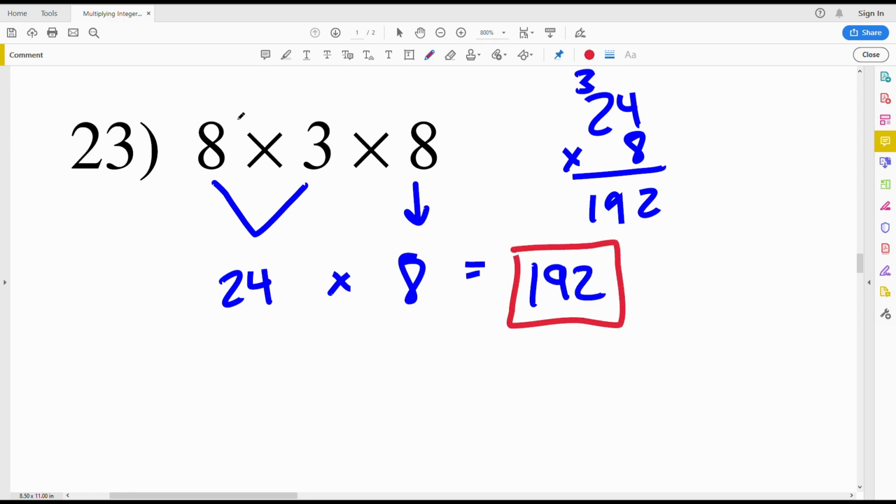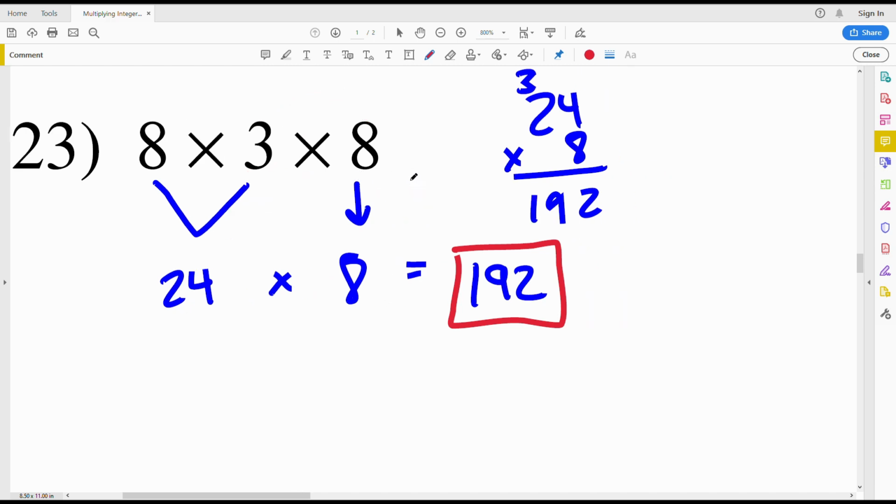I also could have done this in a different order. 8 times 8 is 64. Multiply that by 3 also gives me 192. So the order in which you multiply doesn't matter.